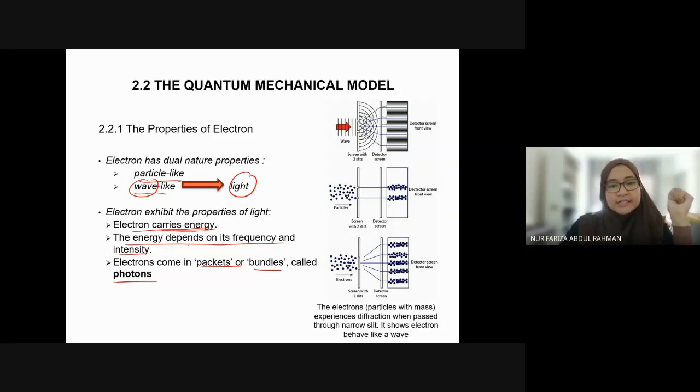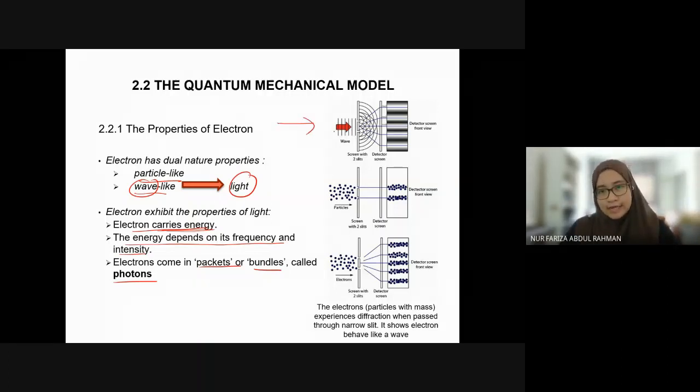Okay, and the energy depends on its frequency and intensity. Electrons come in packets. They are not normally available individually. They come in packets or bundles that are known as photons. Alright, maybe you can refer to this diagram that we have here.